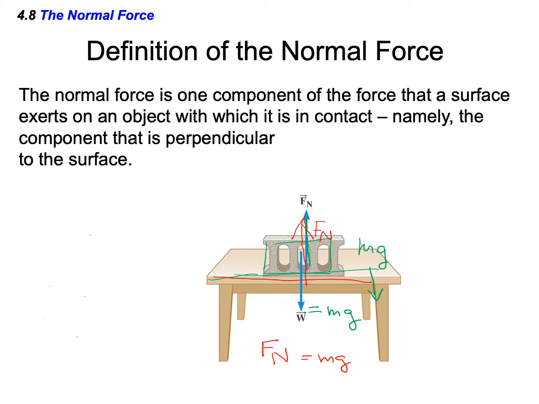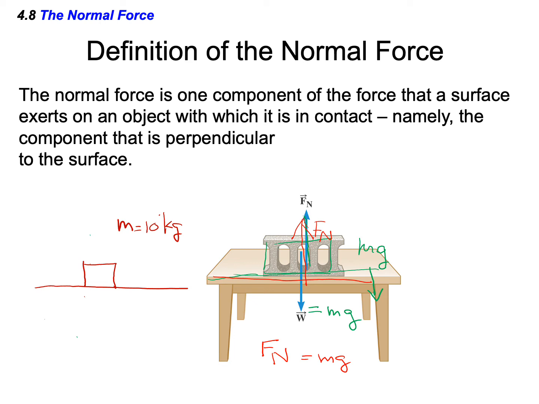So therefore Fn is equal to weight force, which is mg. Let me give you an example. Let's consider a mass m, let's say 10 kilogram. M is 10 kilogram, and I can ask what is the normal force.